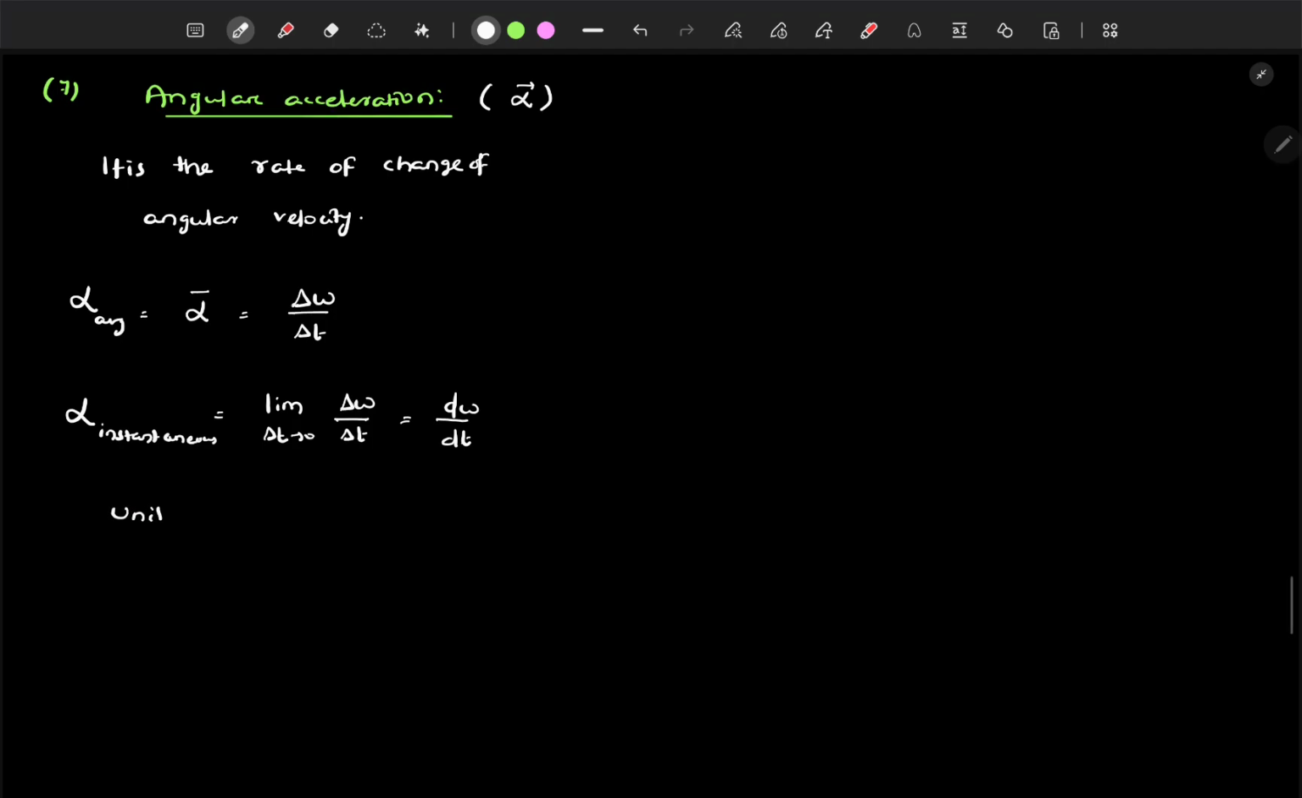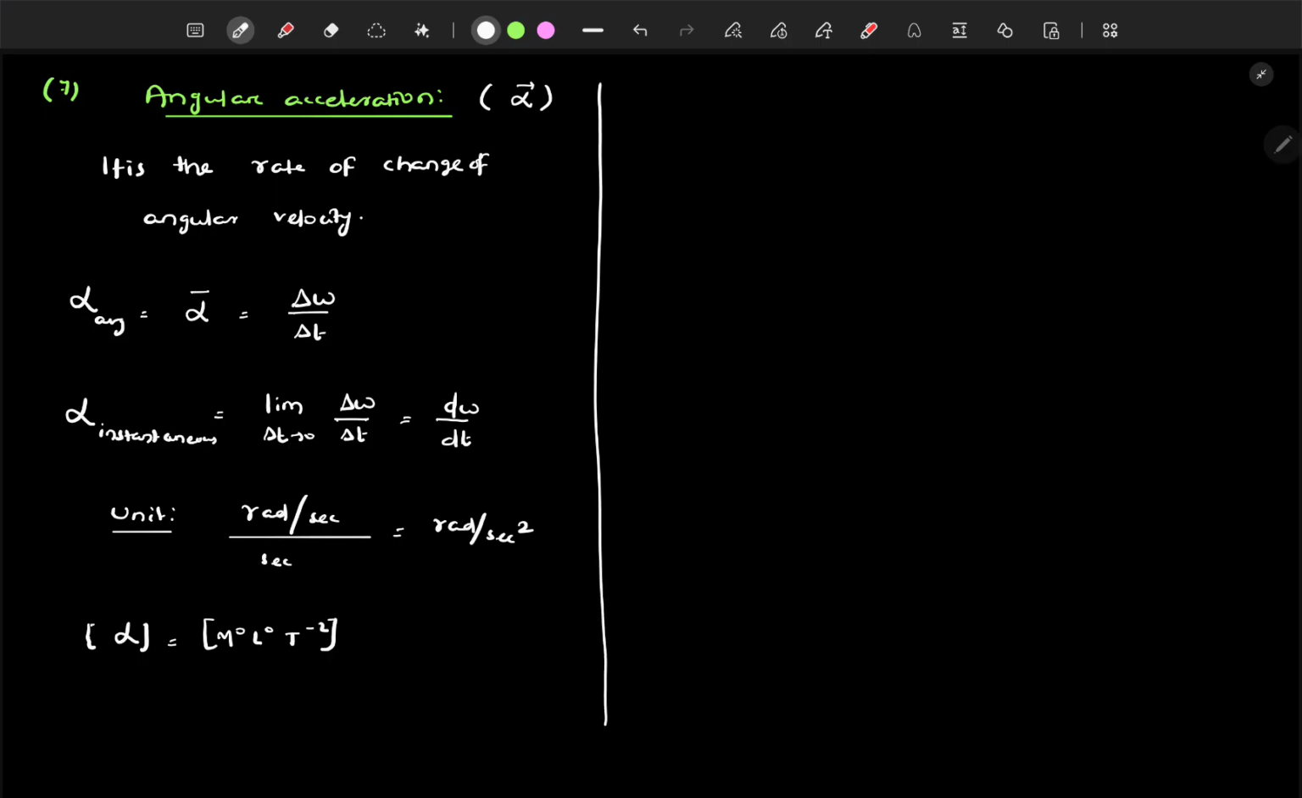यूनिट क्या होगा बोलो? यूनिट न्यूमरेटर पे क्या है हमारा? ओमेगा. ओमेगा का यूनिट रेडियन पर सेकेंड, रेडियन पर सेकेंड डिवाइड बाई डिनोमिनेटर पे हमारा टाइम इंटरवल, दैट इज ऑल्सो सेकेंड. सो आंसर होगा हमारा रेडियन पर सेकेंड स्क्वायर. रेडियन पर सेकेंड स्क्वायर इज द यूनिट ऑफ एंगुलर एक्सीलरेशन. वन मोर थिंग, दैट इज द डायमेंशन ऑफ अल्फा. सो आंसर विल बी M⁰ L⁰ T⁻². Bas. So this is about your angular acceleration.